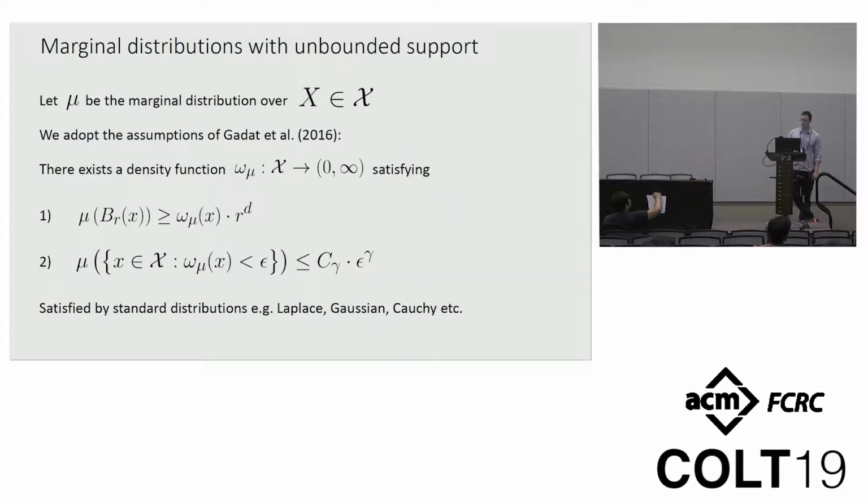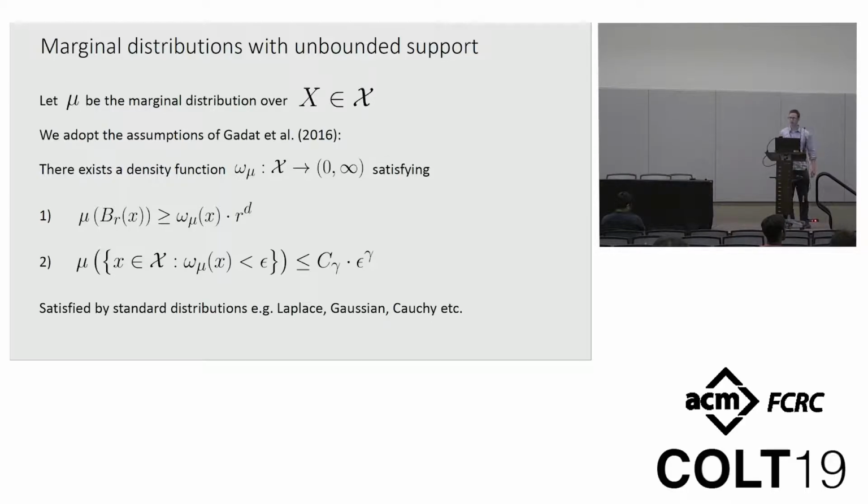So to be more precise, we're making the following assumptions. If mu is the marginal distribution over the feature space, we're going to assume that there exists some density, which we're going to denote by omega. The first assumption, which is very mild, just says that the measure of a metric ball of radius r is roughly equal to the density times r to the d. And in addition, we make a tail assumption. It just says that if you look at the set of points in the tail where the density is strictly less than epsilon, that's upper bounded by some constant times epsilon to the gamma.